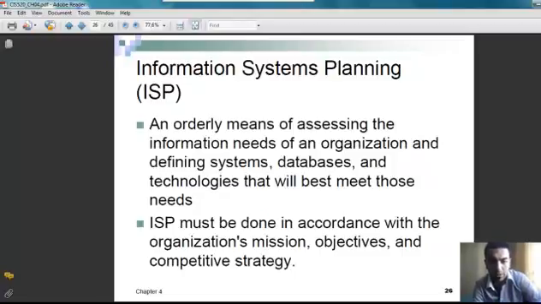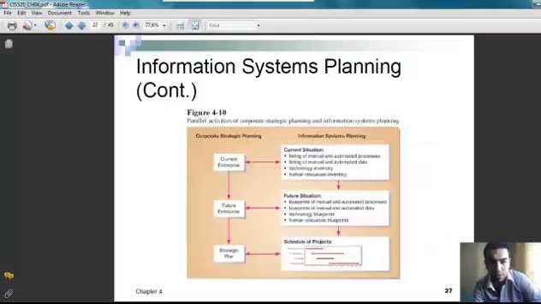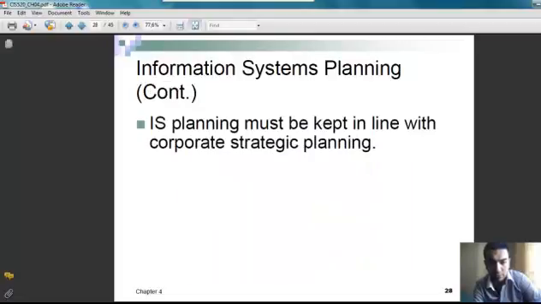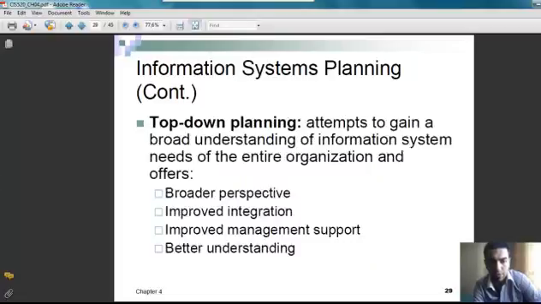Information system planning: an orderly means of assessing the information needs of an organization and defining systems, databases, and technologies that will best meet those needs. ISP must be done in accordance with the organization's mission, objectives, and competitive strategy. IS planning must be kept in line with corporate strategic planning.